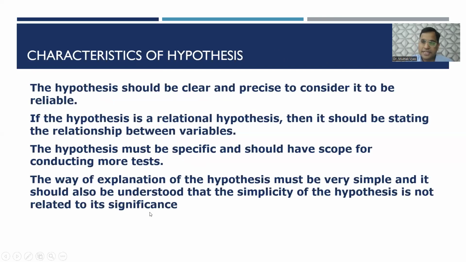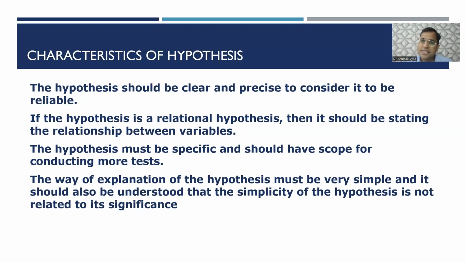Now we come to the characteristics of hypothesis. Hypothesis first characteristic is it should be clear, it should be precise, it should be reliable. So if the hypothesis doesn't have conceptual clarity, if it is not concise, straightforward to the point, then it is not reliable at all. So hypothesis should be precise. Only then it is reliable. There is no need to write the lengthy statements or sentences in hypothesis.